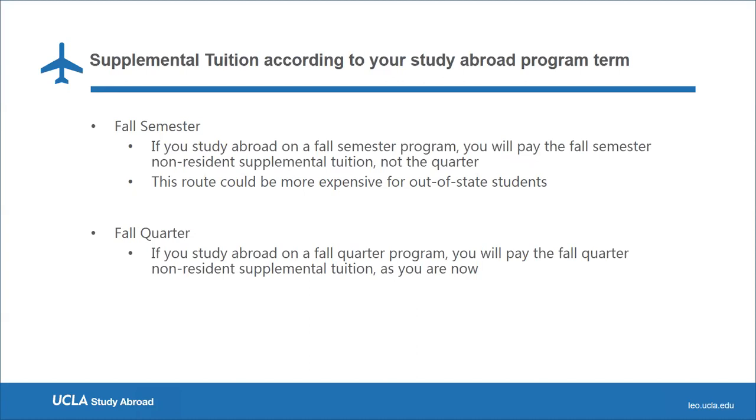Because you would be paying the fall semester program fee, this often could be a more expensive route for our out-of-state students, because there is that increase of approximately $5,000 between the quarter non-resident tuition and the semester non-resident tuition. If you are interested in studying abroad during the fall quarter system, there'll be no difference. You'll be paying the exact same amount that you would be if you were attending the UCLA quarter fall term.